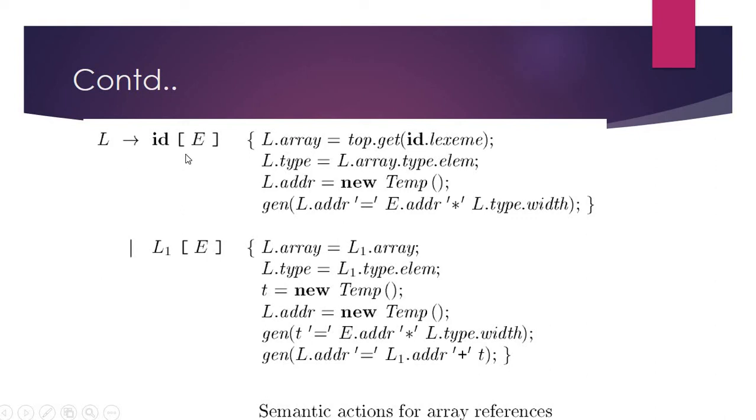Here L produces ID of E. Whenever we access A of I or A of J, or A of I of J like a two-dimensional array, we need to get the details about the identifier from the symbol table. For that, the top.get function will be used. That will help us to retrieve the details about L.array. L.array is the details about the array from the symbol table.